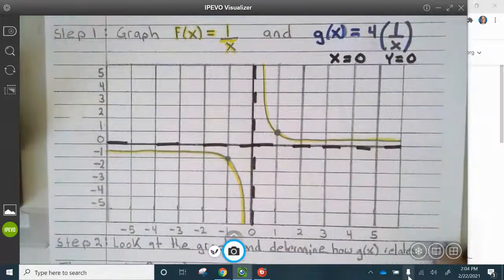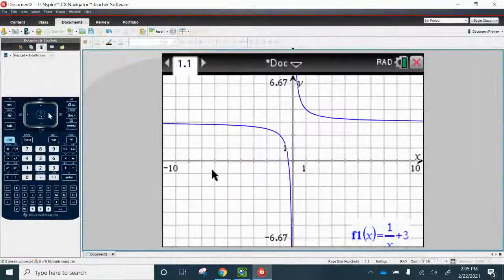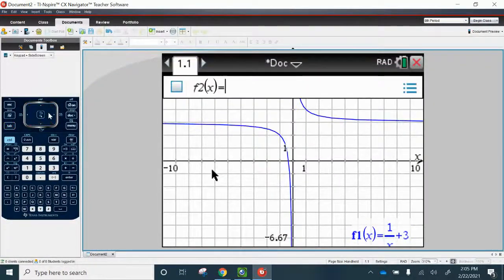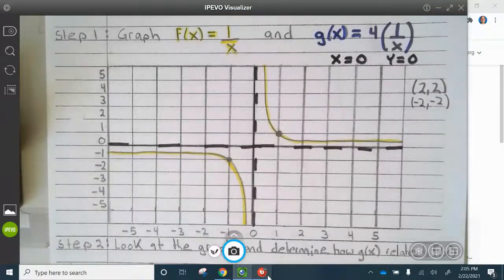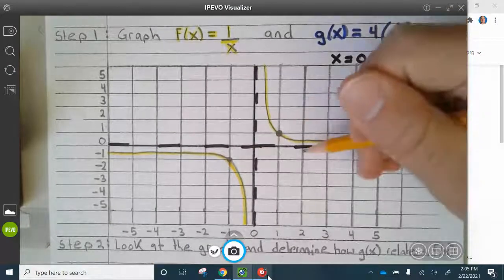All right, so now let's graph this, and we need to find points between the asymptotes. Okay, so I'm going to press Tab, up, and I'm going to delete this, and then I'm going to type in 4 parentheses 1 divided by x, press Enter, and it looks like we have a point right there, so that's 2, 2. So we have a point at 2, 2, and we have a point at negative 2, negative 2. Okay, so let's graph those points. Okay, so 2, 2 is right here.